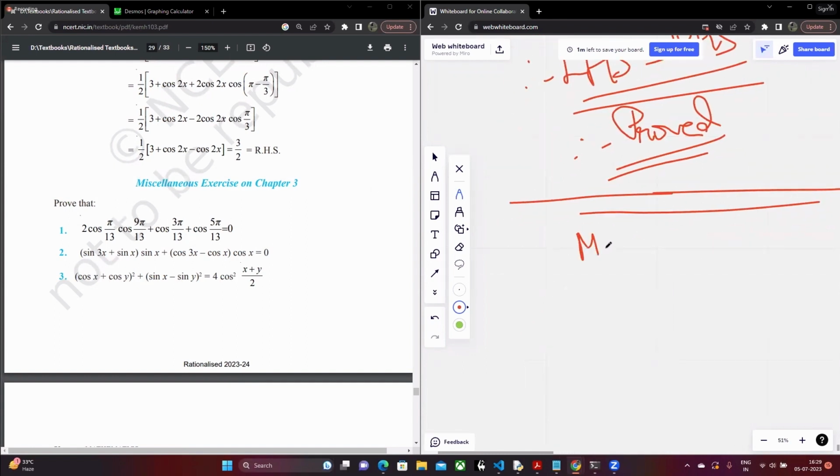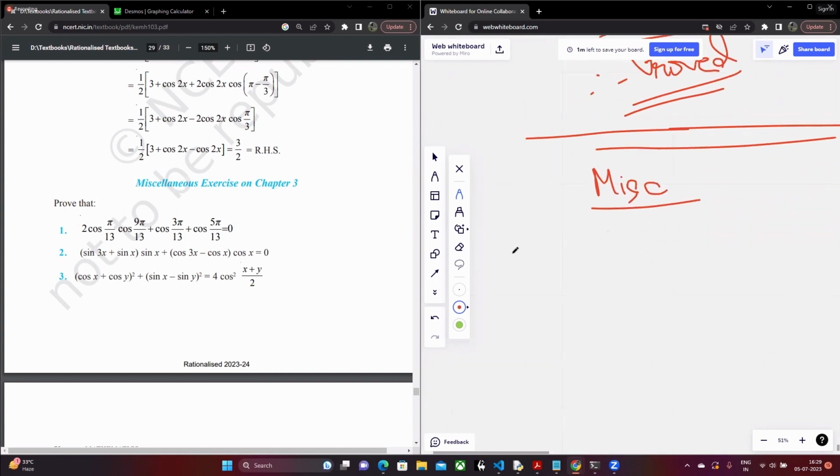Cool. So starting this miscellaneous exercises. Question number 1. Prove that 2 cos pi by 13 cos 9 pi by 13 plus cos 3 pi by 13 plus cos 5 pi by 13 is going to be equal to 0. All right.